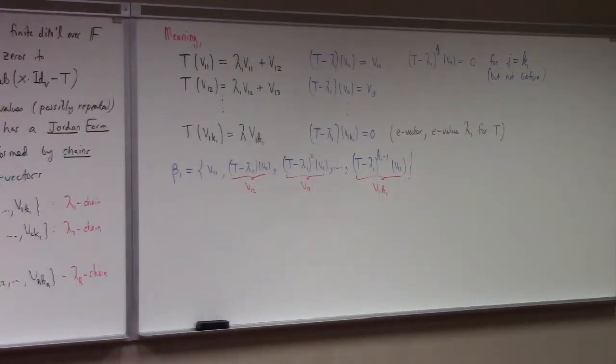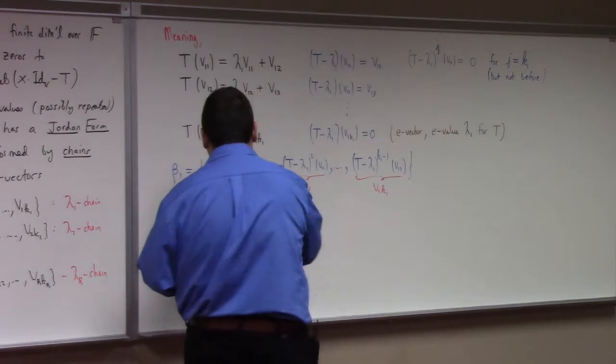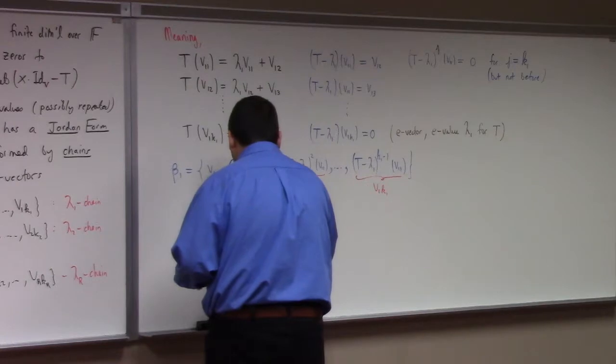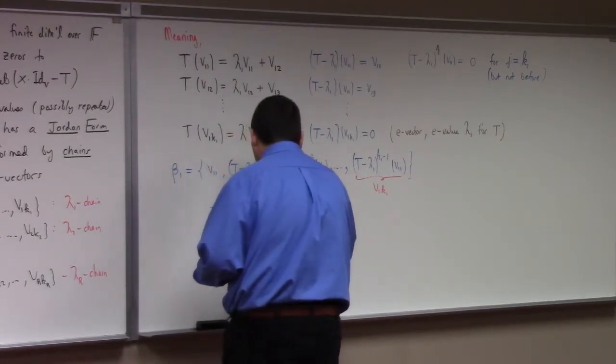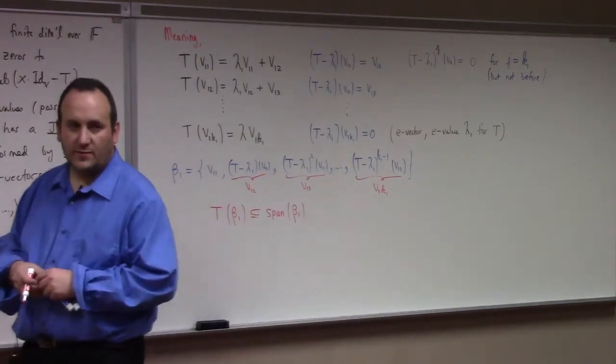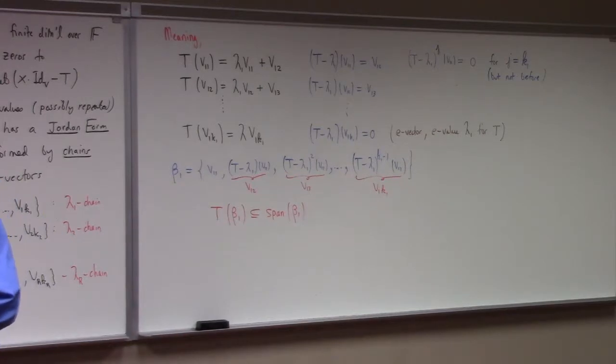Okay, so it's not a T-cyclic basis, but it's kind of close, right? It's a T minus lambda 1 times the identity cyclic basis for that. And by the way, it should be clear from these conditions that what? What can you tell me about T of beta 1? There's definitely a subspace of the span of beta 1, is it not? In other words, the span of beta 1 gives you an invariant subspace of the transformation. So that means it's like a submodule.